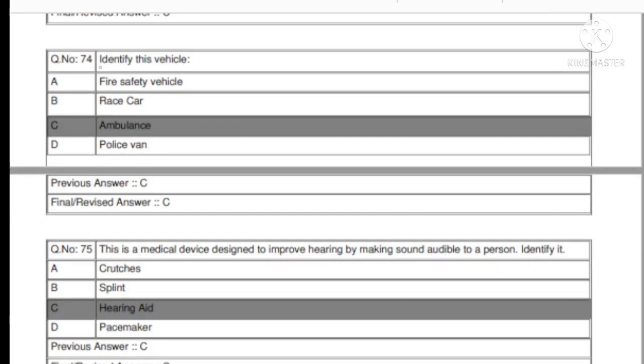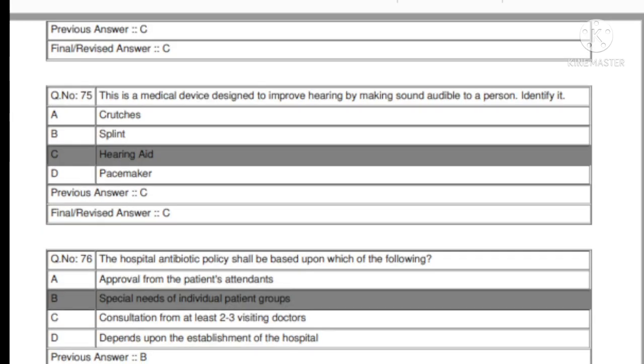Question number 74. Identify the vehicle. It was simple, an ambulance was given over there. There was no police van, race car or fire safety vehicle.